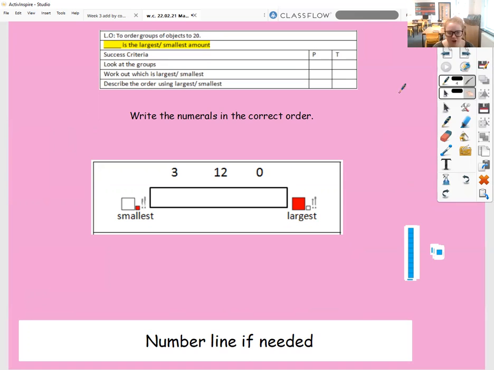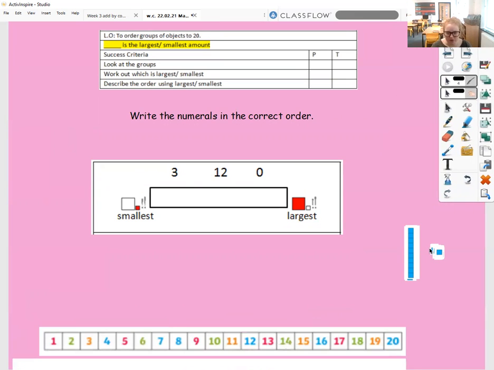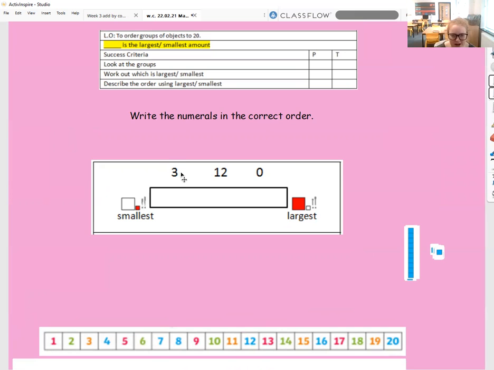Let's have a go at this one. We're going to write these numbers in the correct order. And we have a number line here to help us. So let's have a look at what these numbers are. So we've got 3. How many 10s are there in 3? There are 0 10s. How many 1s are there in 3? Have a little think. There is 1, 2, 3 1s in 3 and 0 10s.